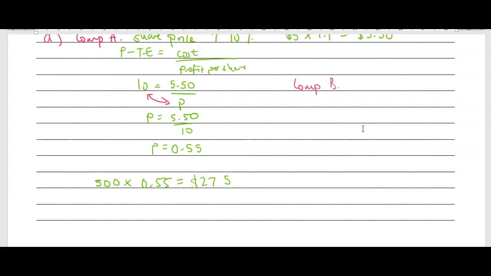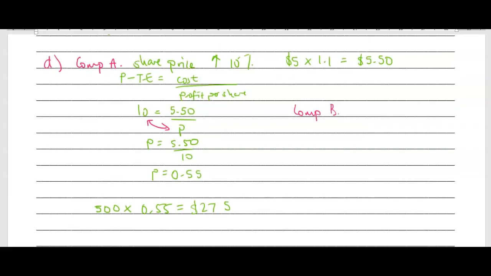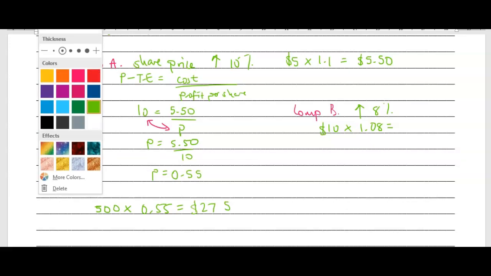or what was it, Omega. Okay, so for Omega, it's increased by 8%. The original share price was $10. So $10 times 1.08. So the 0.08 representing the 8%. So we get $10.80.